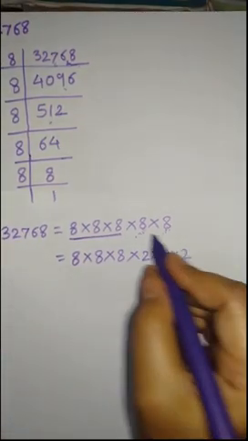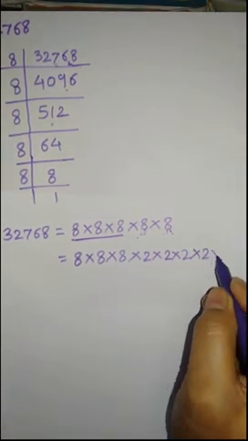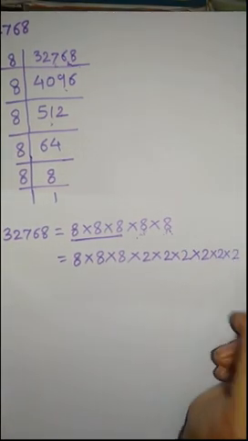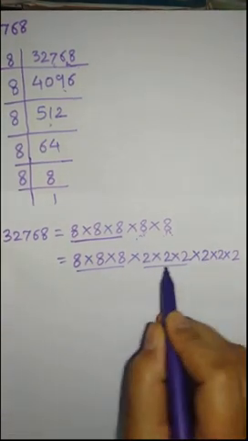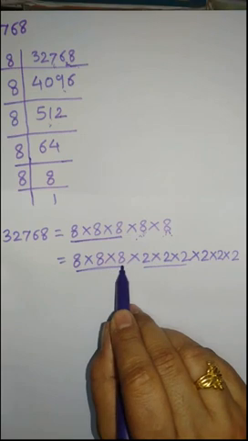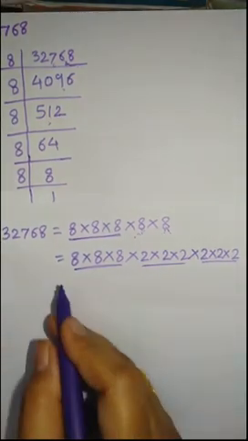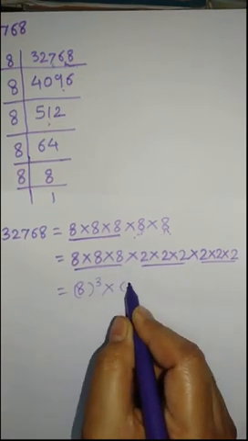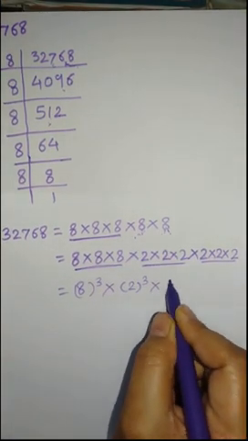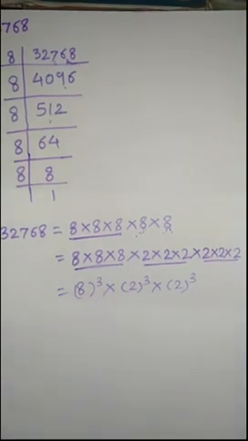Correct? Now this 8 is written again in the form of prime factors, means 3 times multiplication of 2. Now we got the groups of 3 same numbers. Correct? So take the 1 from this. 8 cube multiply by 2 cube multiply by 2 cube. Correct?